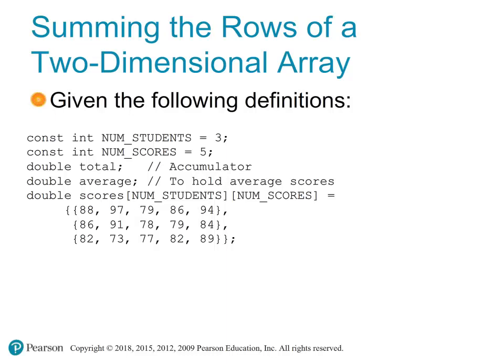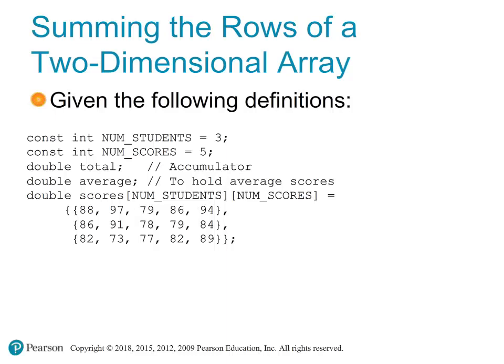In this example, we focus on summing the scores for each student separately to calculate their average. We have 3 students. NUM_STUDENTS is 3. And NUM_SCORES is 5. So we have 3 students and 5 scores for each one. The 2D array holds the scores. We initialize it. Each row represents 1 student and each column contains their scores.